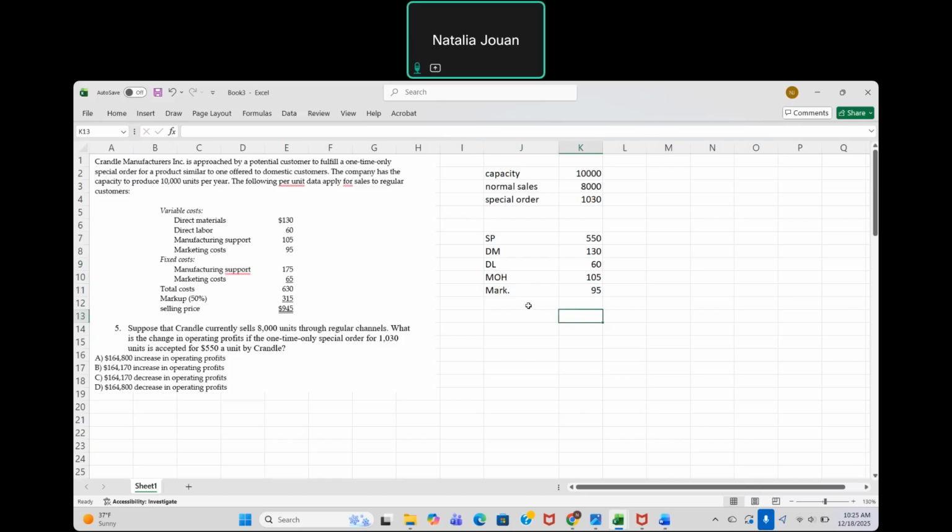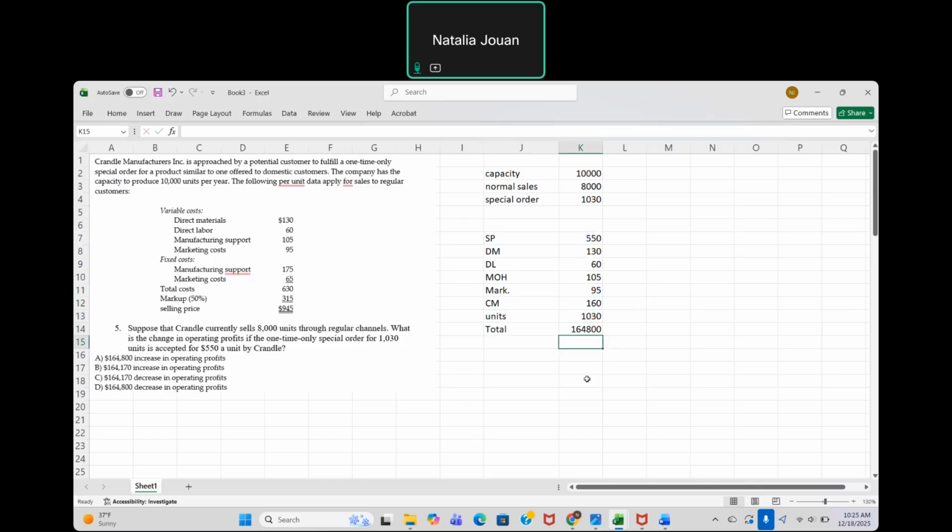So what is the contribution margin for this transaction? We have 550 minus 130 minus 60 minus 105 minus 95. It looks like we're still making 160 per unit. So if we are going to sell 1,030 units in the special order, the total increase in profit will be 160 times 1,030, 164,800. So it looks like A is the correct answer.